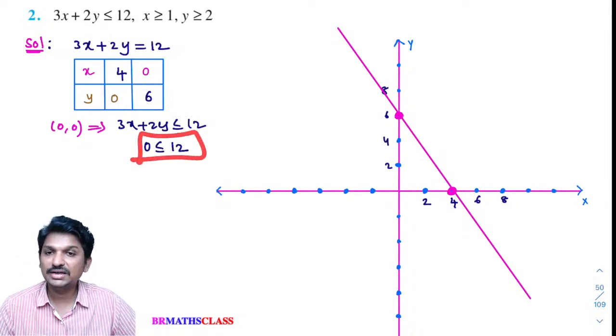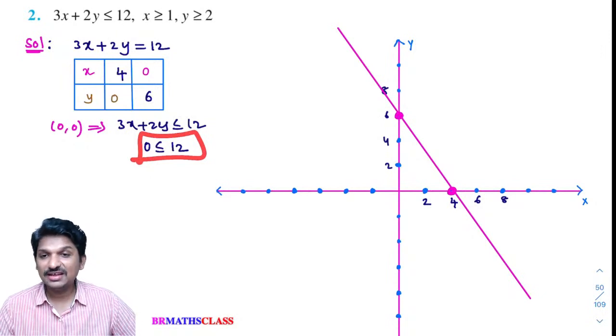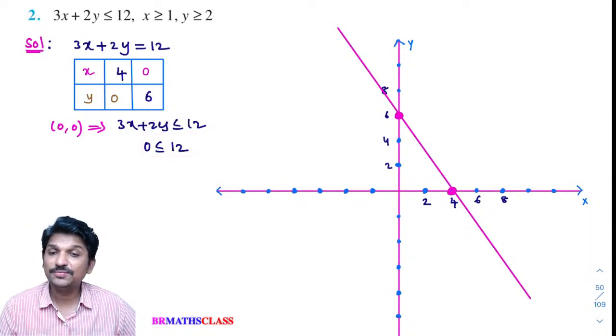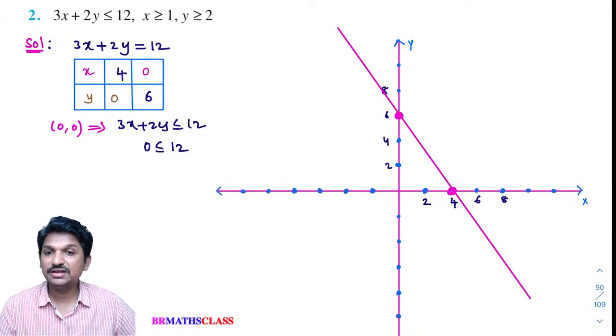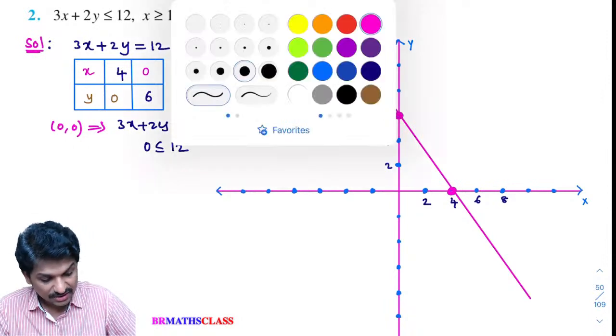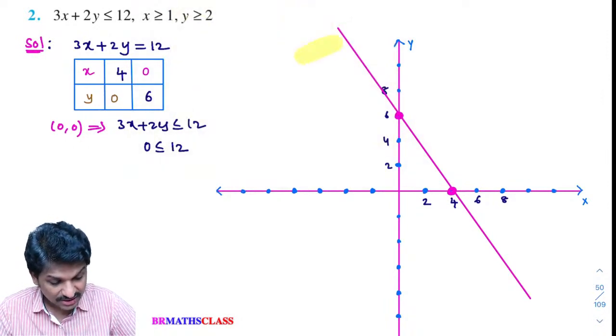Is this true? 0 is less than 12, yes, this is true. When this is true, which side do we need to shade? When it is true, we will shade the origin side. When it is not true, we will shade the non-origin side. So we need to shade the origin side.